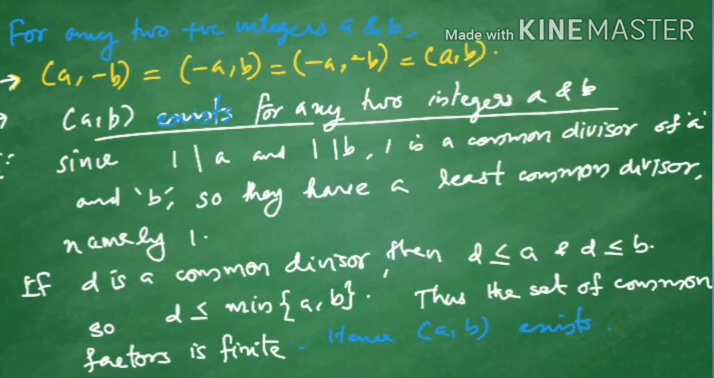Then from these observations we can find that GCD of (a, minus b), GCD of (minus a, b), and GCD of (minus a, minus b) are all the same and equal to GCD of (a, b), where a and b are positive integers.